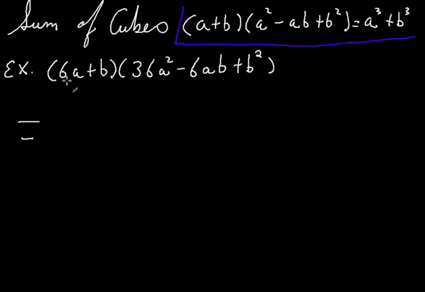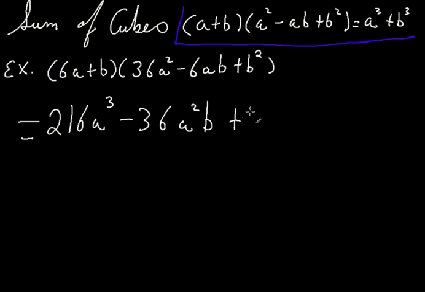So first I have 6a times 36a squared. Well, what's that? 6 times 3 is 18, 6 times 6 is 36. So that'd be 216a cubed. Then I have 6a times negative 6ab, so that'd be negative 36a squared b. Then I have 6a times b squared, so plus 6ab squared.